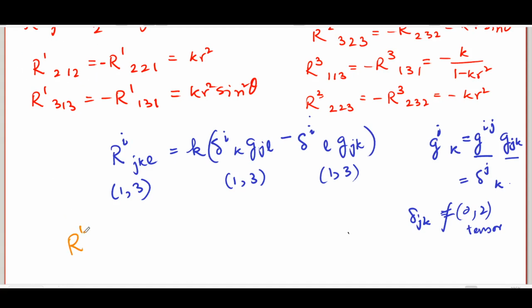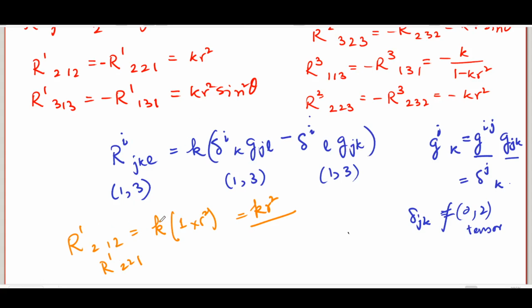Let's say R^1_212, for example. That has to be, according to our formula, K times delta^1_1, which is of course 1, times g_22. Now what is g_22? g_22 is nothing but the coefficient of dθ squared in the metric, and that's R squared. So this is KR squared. Perfect. Of course, if you had taken the other thing, R^1_221, then delta^i_k would have been 0 because it would have been delta^1_2. But delta^i_l, delta^1_1, would have been non-zero. So you would have minus 1 times g_22, which is again R squared. So you would end up with minus KR squared.